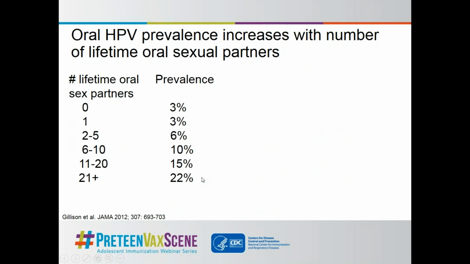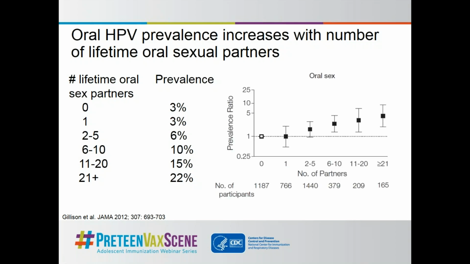When we look at how common it is to have an oral HPV infection, and here we look at any kind of HPV, not just HPV-16, we see that the more lifetime oral sexual partners you've had, the more likely it is that you have an oral HPV infection. So even people who say they've never performed oral sex in their life, some of them do have an oral HPV infection. But if you look at people who say they've had 2 to 5 sexual partners, they're twice as likely to have an oral HPV infection detected. And if you look at people who say they've had more than 20 lifetime oral sexual partners, they're more than 5-fold more likely to have an oral HPV infection detected.